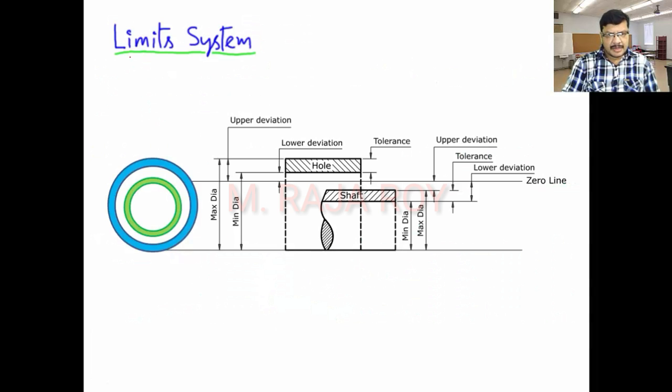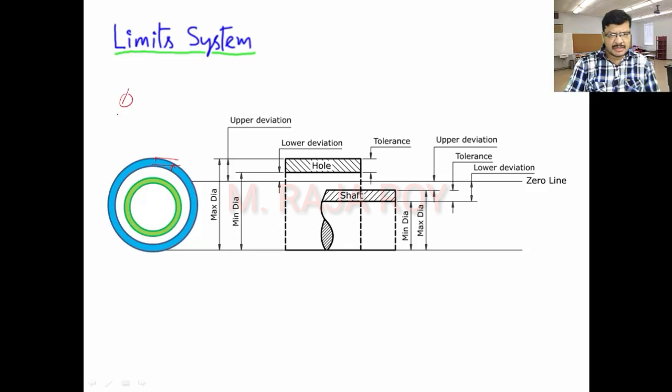Now I'll explain about the limit system. To explain this limit system, first take this hole. This is the hole. This green color one is the shaft. Now, the basic size of the hole is varied like this. This is the minimum size. This is the maximum size.